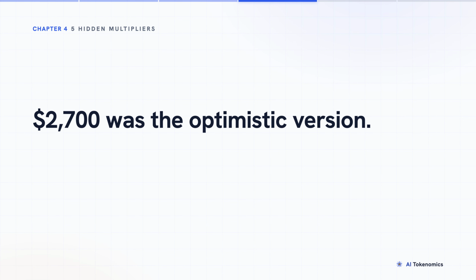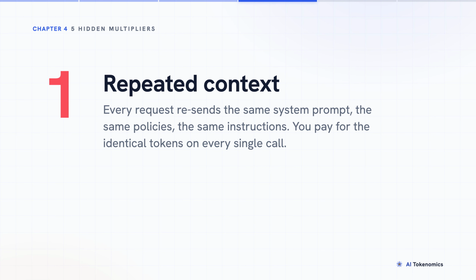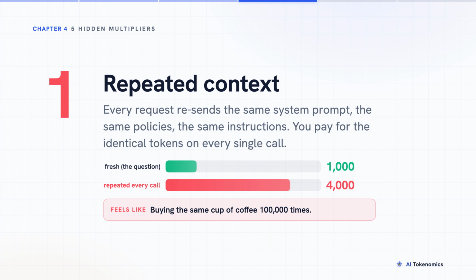That $2,700 number? That's the optimistic version. In production, 5 hidden multipliers push it higher. 1. Repeated context. Every request resends the same system prompt, the same policies, the same instructions. You're paying for the identical 4,000 tokens on every single call, like buying the same cup of coffee 100,000 times.